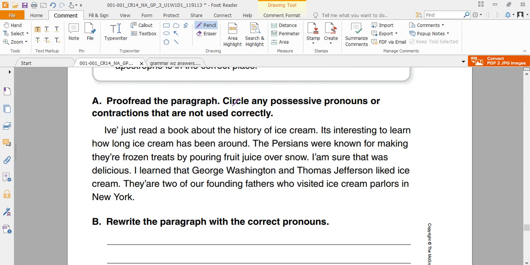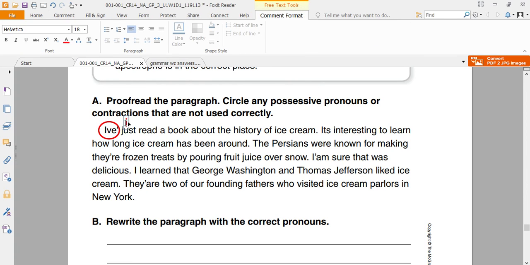Proofread the paragraph, circle any possessive pronouns or contractions that are not used correctly. Are you ready? Good, let's start. I've just read a book about the history of ice cream. Yeah, this is the first mistake. It is not written correctly here. So how do I write it? Write the pronoun I, apostrophe, then VE.